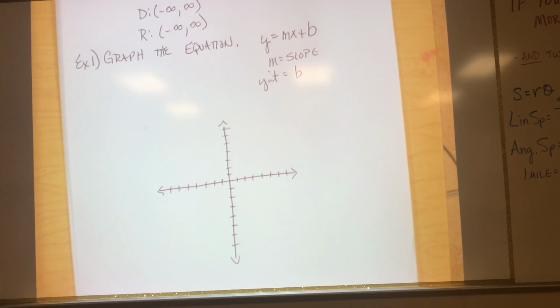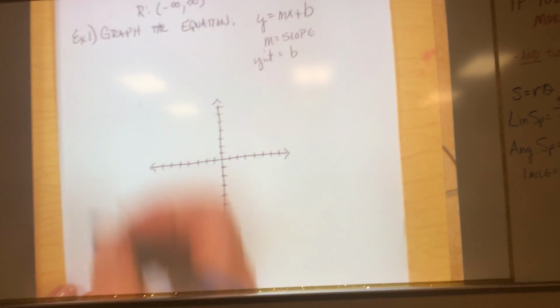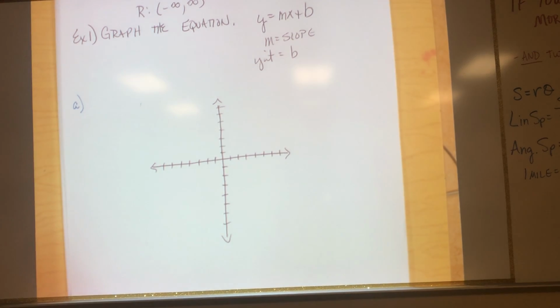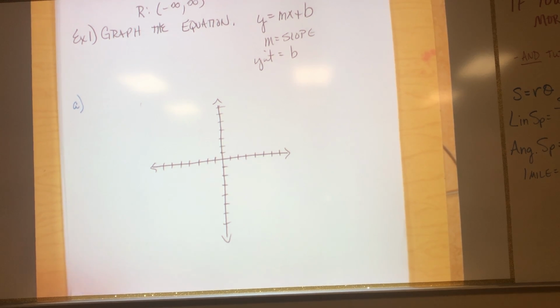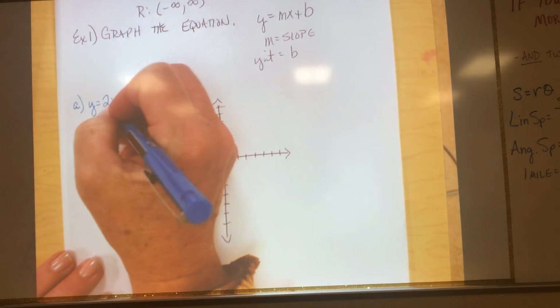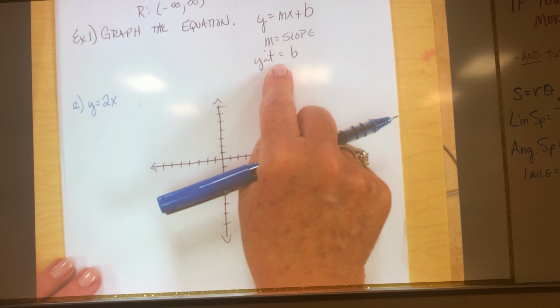Listen to the things I tell you, because I'm going to warn you. I'm going to tell you what the most common mistakes are. Okay? So here's the first one. Are you ready? Or you need some more time? Okay? All right, so the first equation we're going to graph is y is equal to 2x. Every time I graph an equation, I'm going to write what the slope and the y-intercept is. Okay, that's going to help me not make careless mistakes.